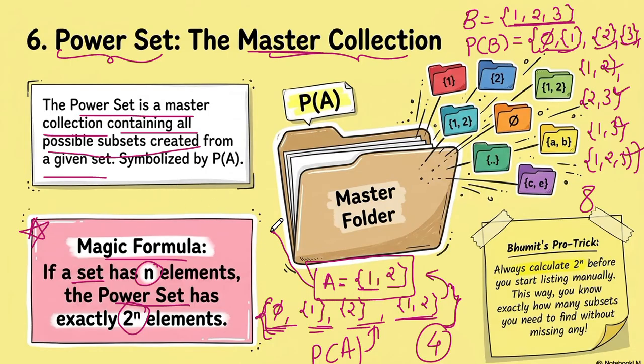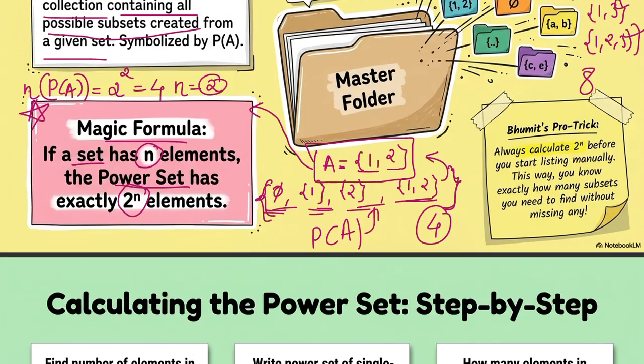Look at the first example. In the first example, the set A has how many elements? 2 elements. So the power set of A has how many elements? To write the number of elements, we will write n(P(A)), which is nothing but 2 to the power 2, because n is 2. So 2 raised to 2 is 4. So the power set has 4 elements. Okay, look at some examples.